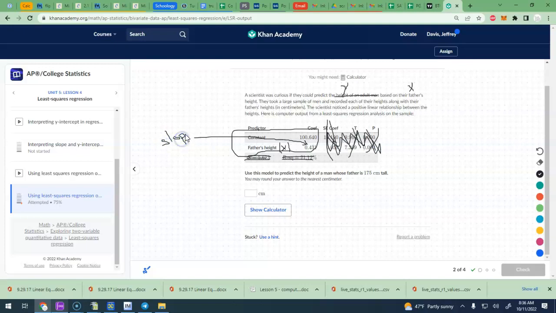Don't be jealous of my handwriting. Oh, you can see it. I worked so hard on that too. Slope.